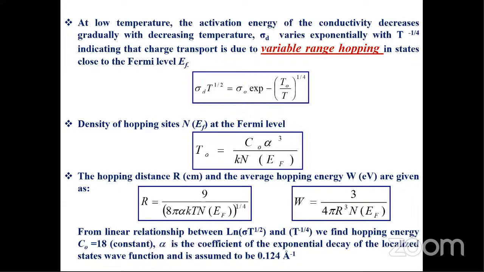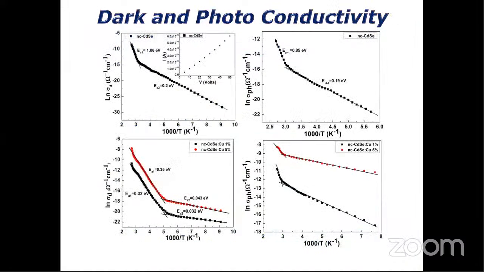that is R equal to 9 upon this one, and W is equal to, which is known as hopping energy, that is 3 upon 4 pi R cube NEF. Okay, and NEF is basically the density of hopping sites and all those things. So these things have been plotted here, and you can see here there are two different regions. One is at high temperature and the other one is at low temperature. So different hopping mechanisms are taking place here.